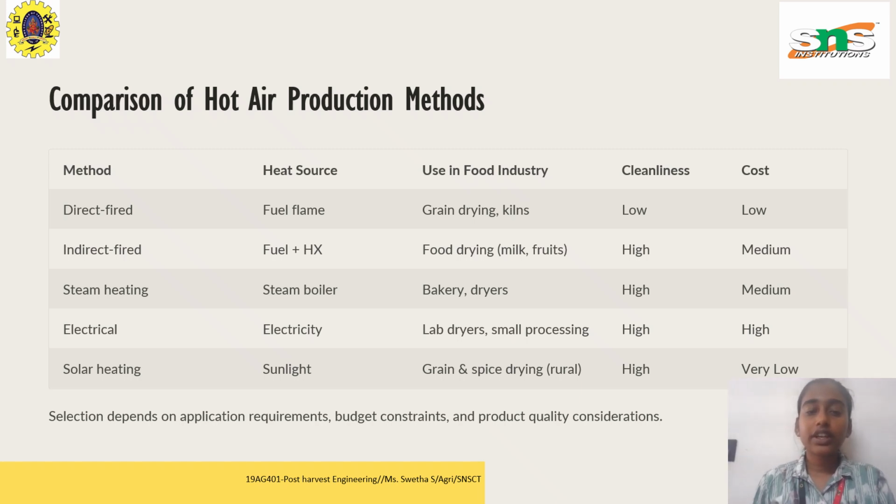Cleanliness in direct fired, since we all know, is very low. Indirect method is high. Steam heating, the cleanliness is high. And electrical and solar heating also the cleanliness is high. Cost: direct fire is very low. Indirect fire and steam heating are medium. Electrical heating cost is high and solar heating cost is very low compared to other methods. So it is generally based on budget constraints and product quality consideration.